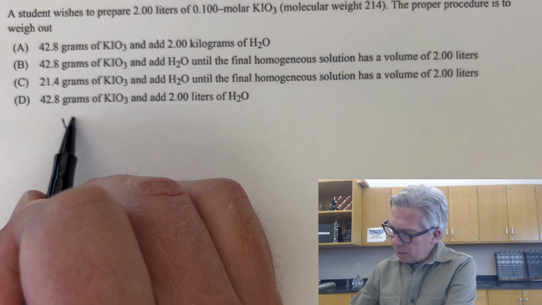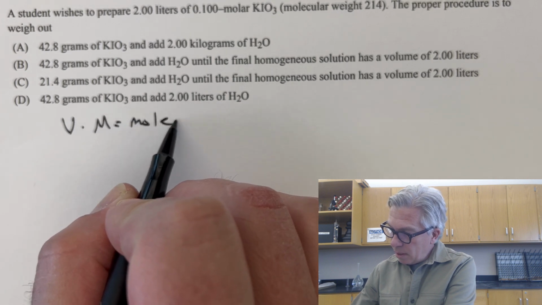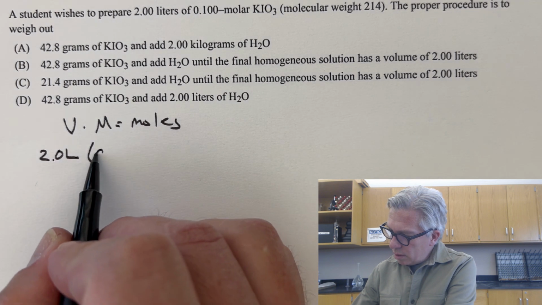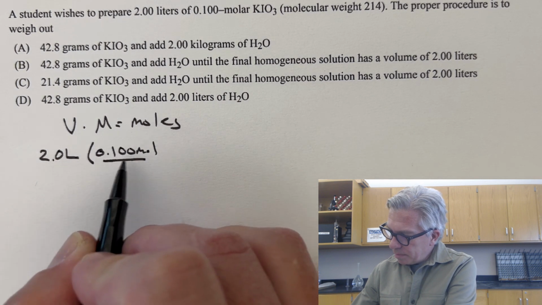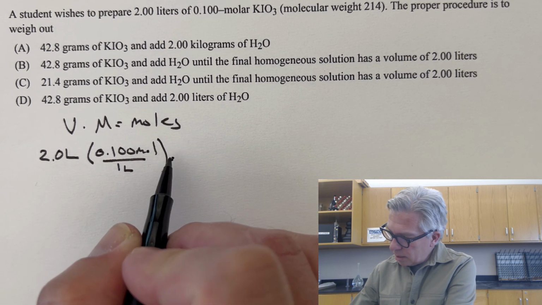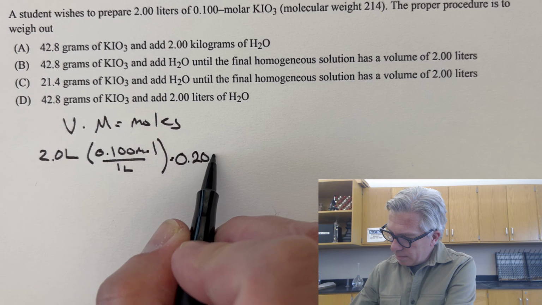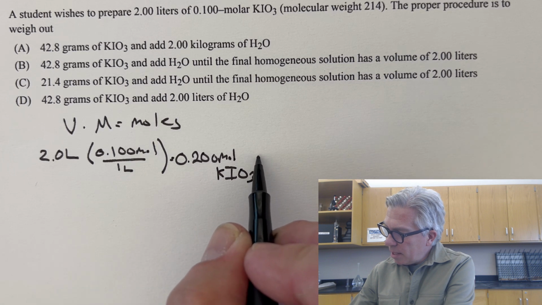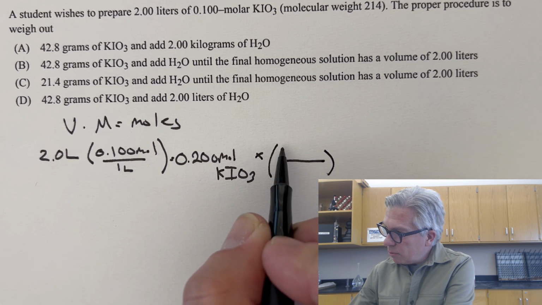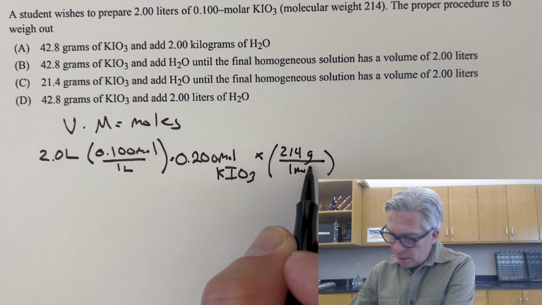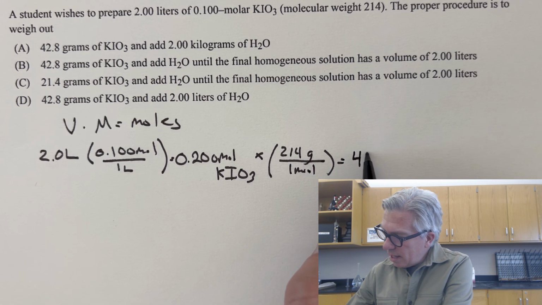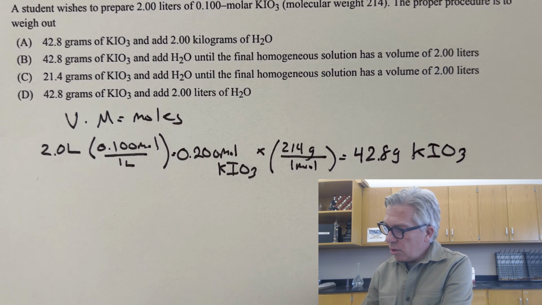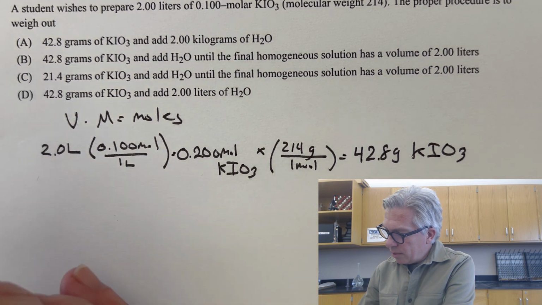We want volume times molarity equals moles, so we can figure out how much is in there. The volume is 2 liters. The molarity is 0.100 moles per liter. And that gets me 0.200 moles of KIO3. Now, if I multiply that by the molar mass, which is 214 grams per 1 mole, that gets me a mass of 42.8 grams of KIO3. All right, and so that narrows down. We get rid of choice C.